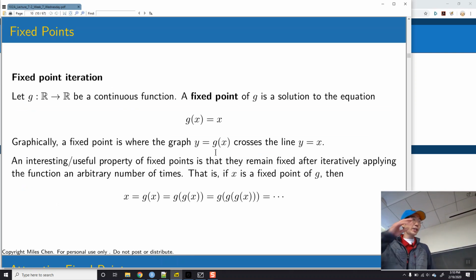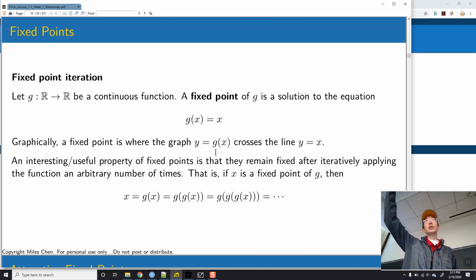All right, so the first thing that we're going to talk about, we just got some definitions here, is going to be fixed point iteration, okay? And so I have to describe what a fixed point is. A fixed point of a function g is where g of x is equal to x, okay? Graphically, you have some function g, and it is where the function crosses the line y equals x.